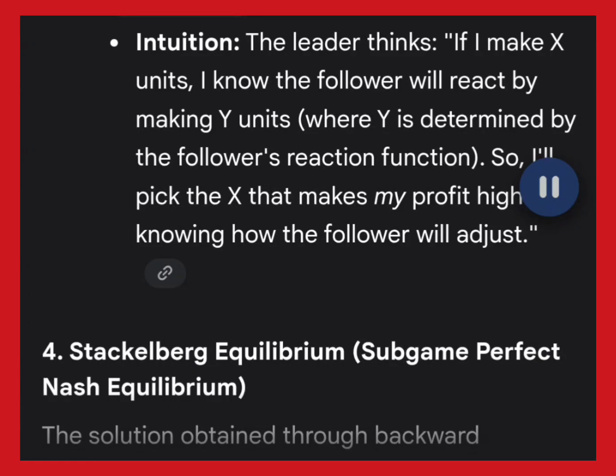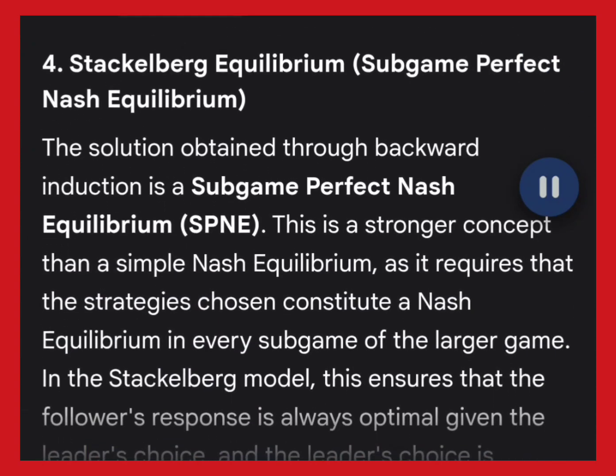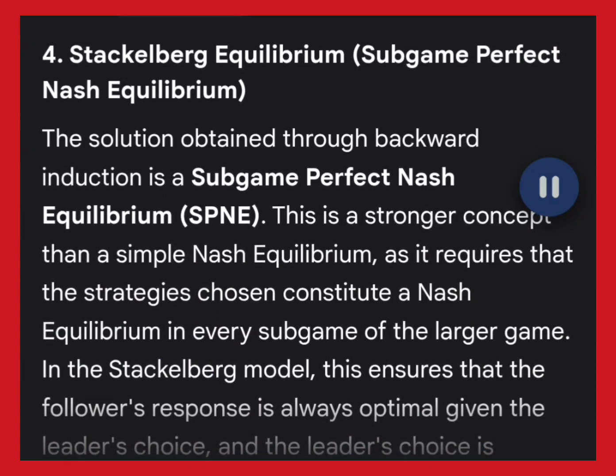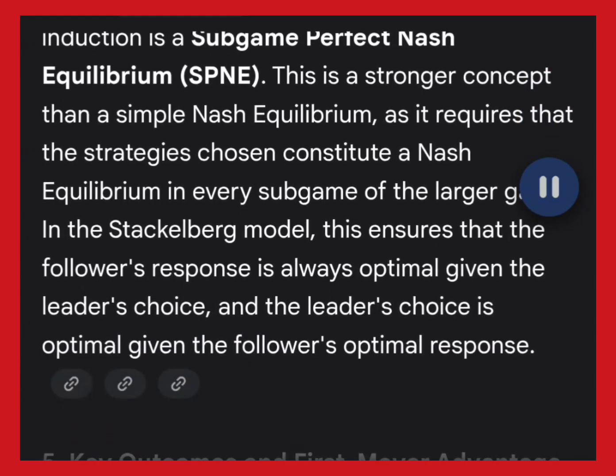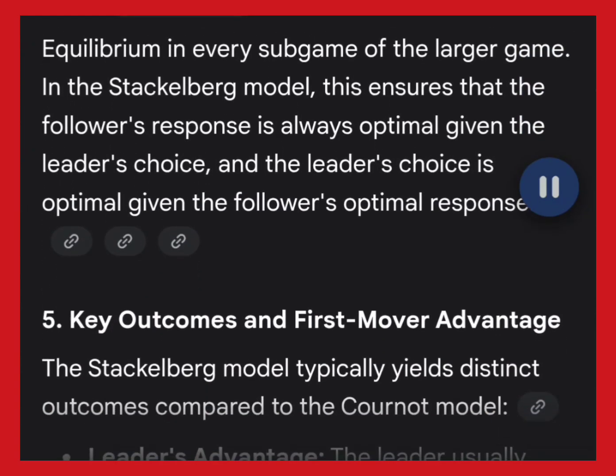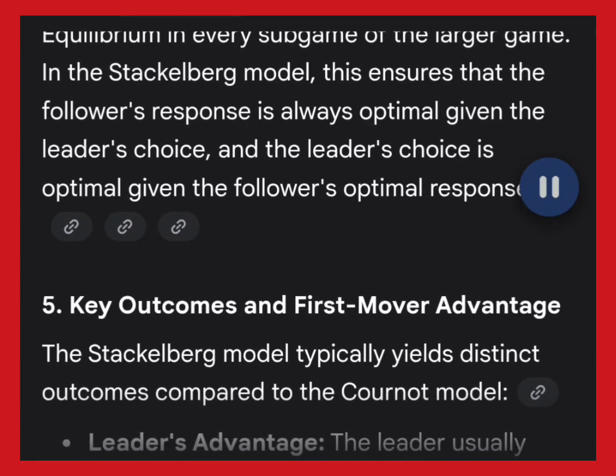4. Stackelberg equilibrium, subgame perfect Nash equilibrium. The solution obtained through backward induction is a subgame perfect Nash equilibrium, SPNE. This is a stronger concept than a simple Nash equilibrium, as it requires that the strategies chosen constitute a Nash equilibrium in every subgame of the larger game. In the Stackelberg model, this ensures that the follower's response is always optimal given the leader's choice, and the leader's choice is optimal given the follower's optimal response.